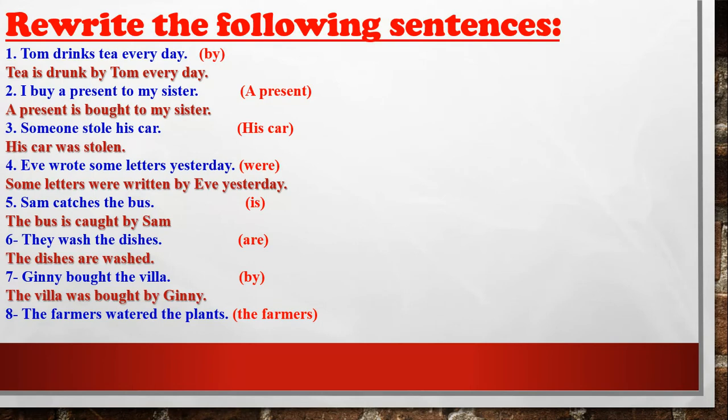This sentence is in the past, so we will use was or were. The plants are plural, so we will say the plants were watered by the farmers. We use were here because this sentence is in the past. We cannot use are. In the past we use was or were. The plants were watered by the farmers.